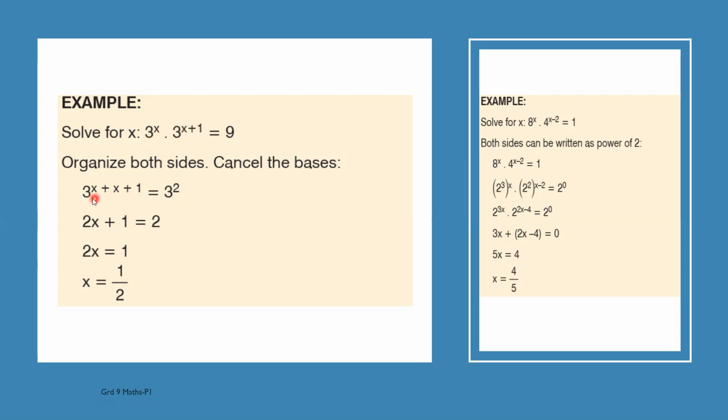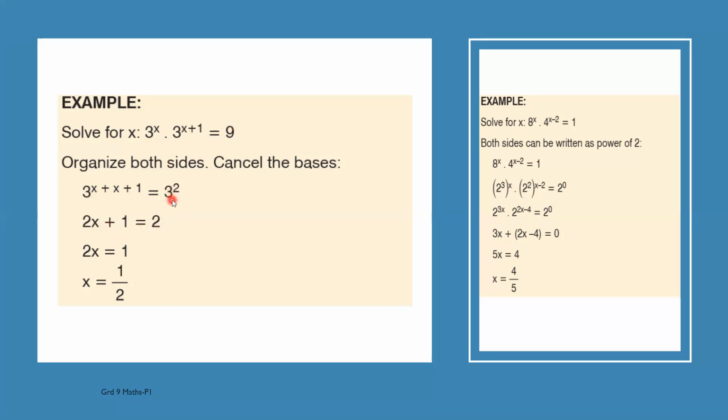So 3 to the power of x plus x plus 1, which is 2x plus 1, equals 9. 9 is a whole number, so I need to write this also as an exponent. 9, written as an exponent, is 3 to the power of 2. So now the power here is going to be 2x plus 1 equals 2.